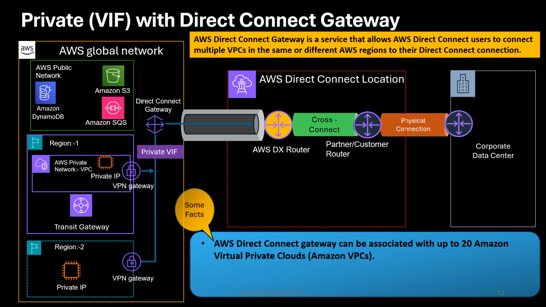So that's the fun fact. AWS Direct Connect Gateway can be associated with up to 20 Amazon Virtual Private Clouds, or VPCs.